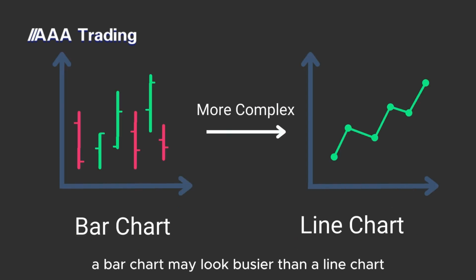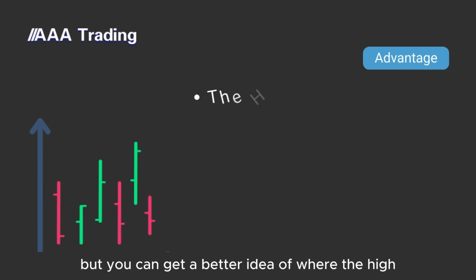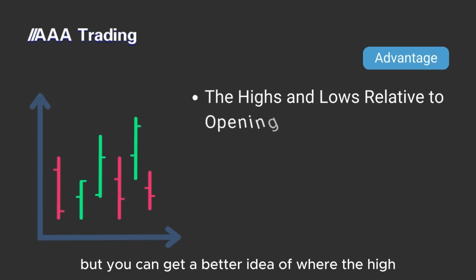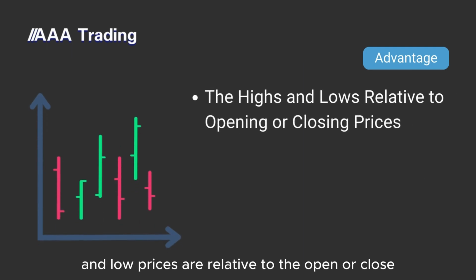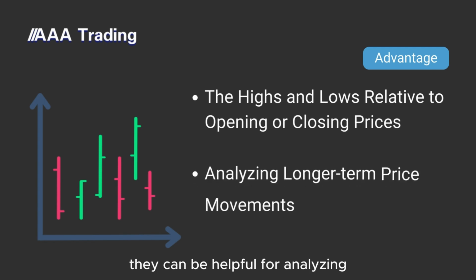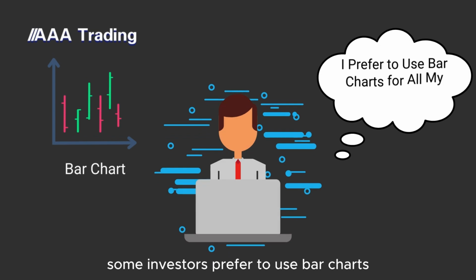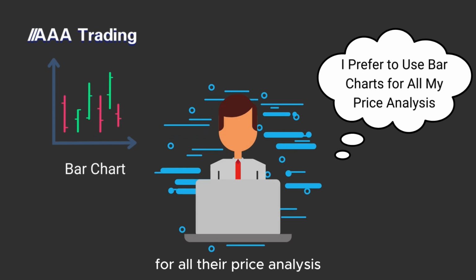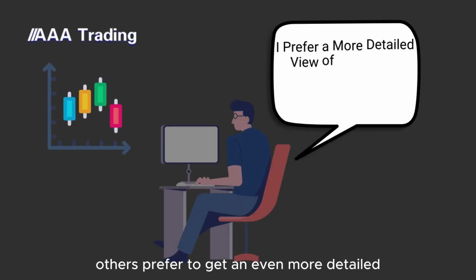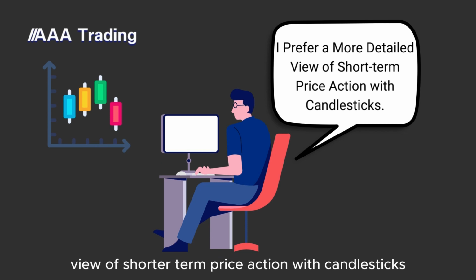A bar chart may look busier than a line chart, but you can get a better idea of where the high and low prices are relative to the open or close. They can be helpful for analyzing longer-term price movements. Some investors prefer to use bar charts for all their price analyses. Others prefer to get an even more detailed view of shorter-term price action with candlesticks.